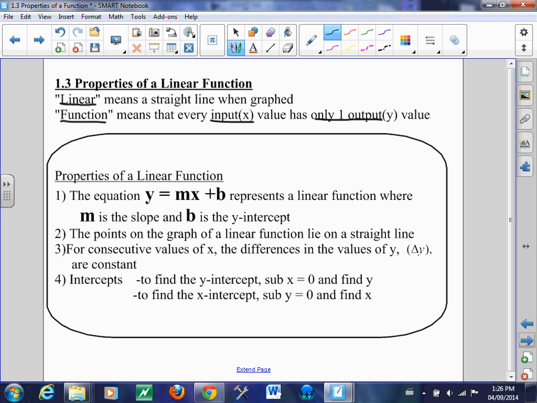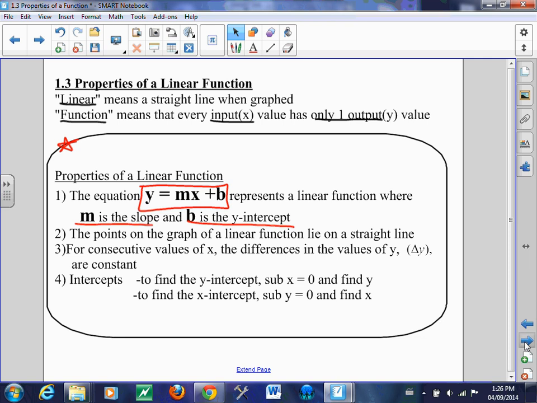Same as linear relation that we did last year. We know that the equation y equals mx plus b represents a linear function where m is the slope and b is the y-intercept. Hopefully you know that. And guys, this is in a nice box for a reason, because it's good to memorize. The points on the graph of a linear function will form a straight line, or lie on a straight line. And for consecutive values of x, the differences in the values of y, or the delta y, are constant. So another way to say that is same first differences.